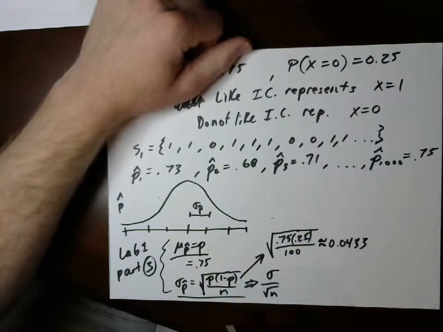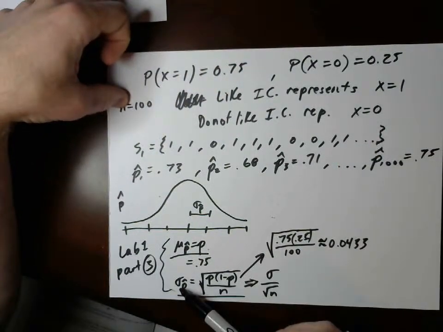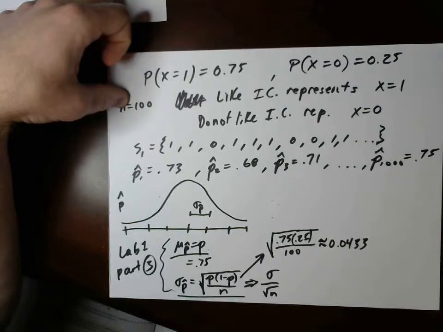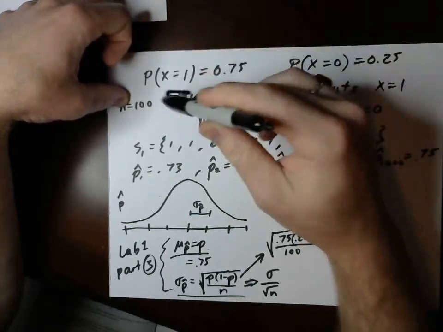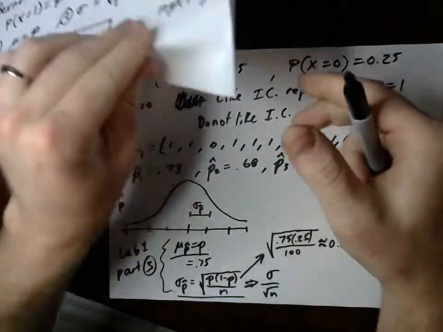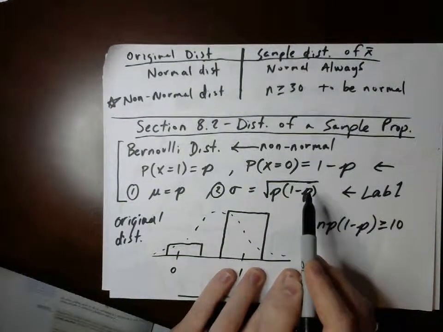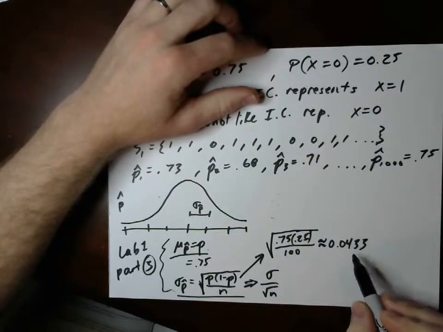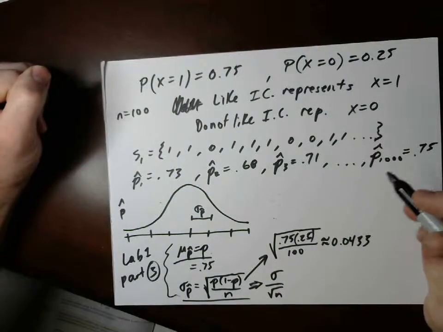So as you can see, similar to section 8.1, as n increases, sigma decreases, especially compared to the standard deviation of the original distribution, which we didn't calculate. Going back to this page, if you solve for sigma and put in 0.75 and 0.25, you'll notice that it would be larger than this value. I'm not going to do that; you can do that yourself. It's pretty easy. So there's a lot of similarities to section 8.1.